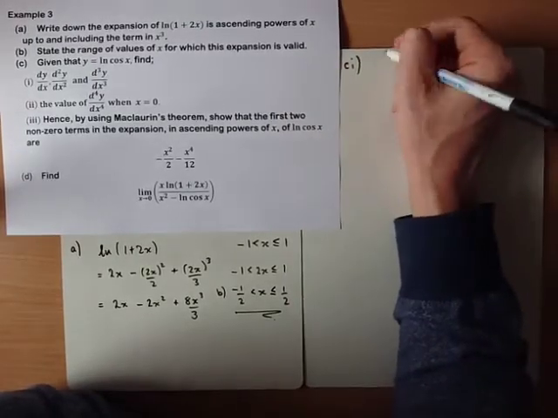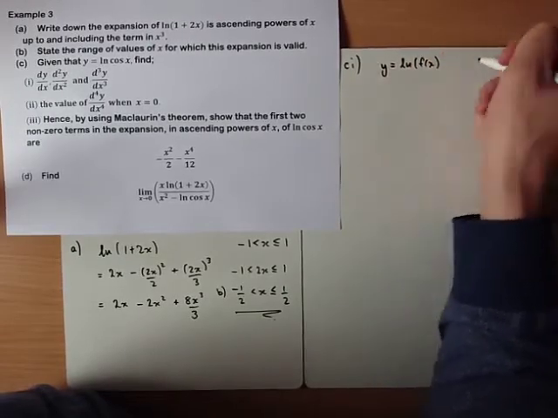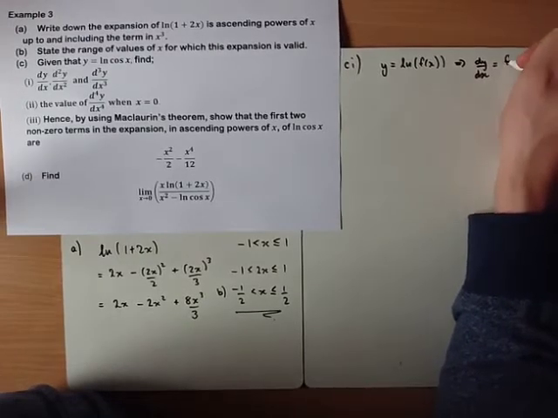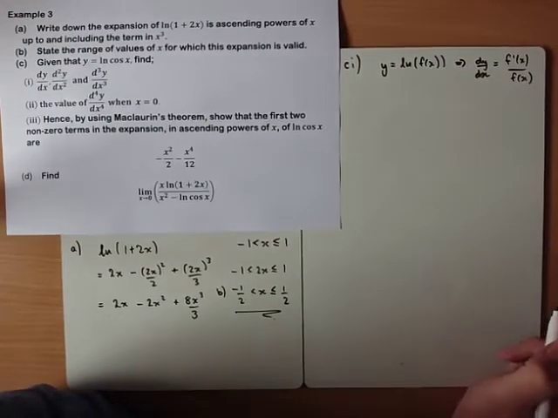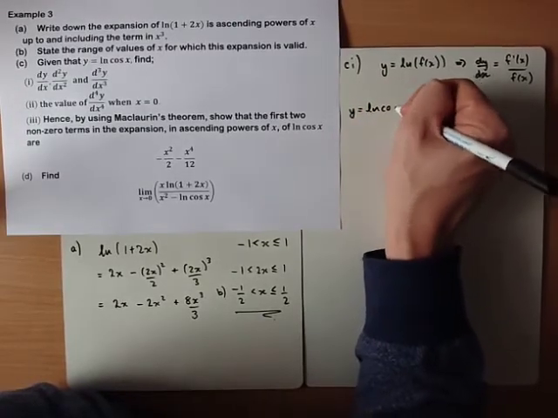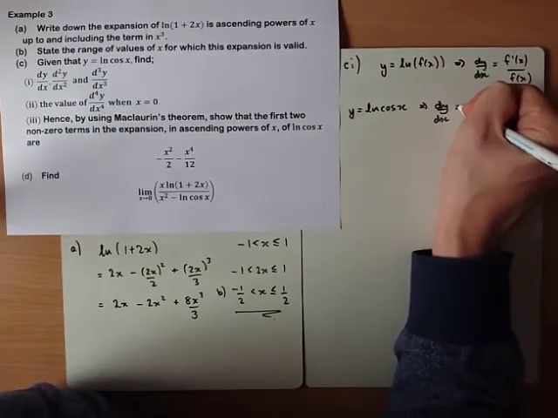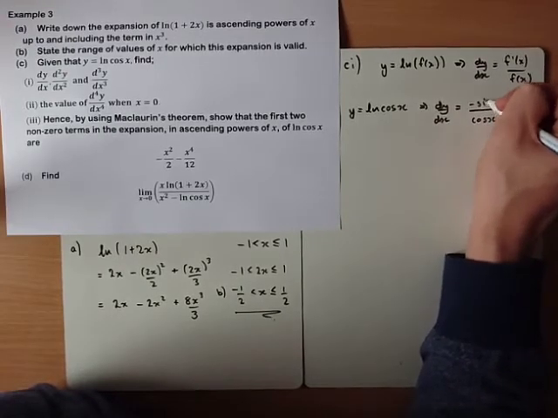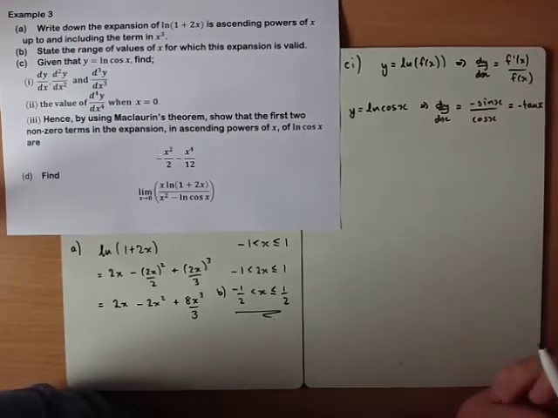Okay, remember for an ln function, the derivative is f dash over f, just using the shortcut from the chain rule. So we've got y equals ln of cos x, dy by dx. The function's cos, so cos x on the bottom. Derivative on top, which is minus sine. So we could say that our first derivative is minus tan of x.